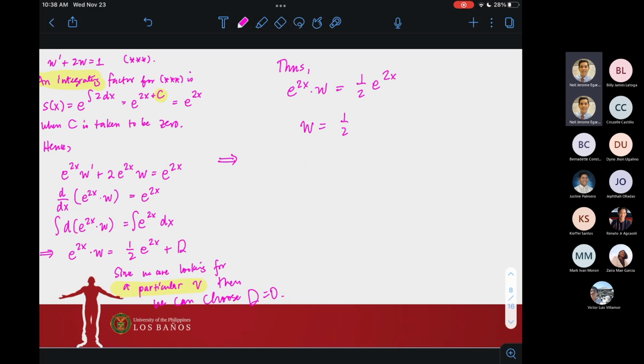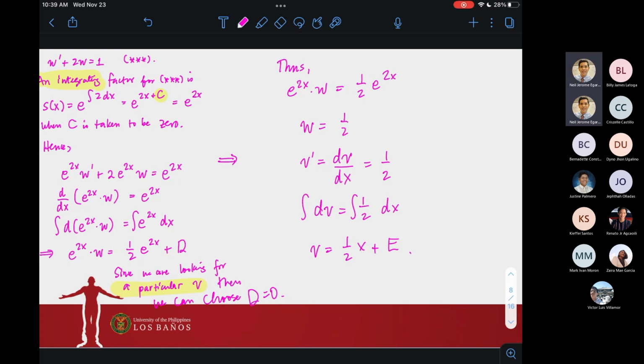Okay, so now, again, replay. So alam ko si w ay equal kay v prime. Kasi v prime ay dv over dx. So ito ay equal kay 1/2. So dv will be equal to 1/2 dx. Then we can integrate. So I'll have v equals 1/2 x plus an arbitrary constant e.